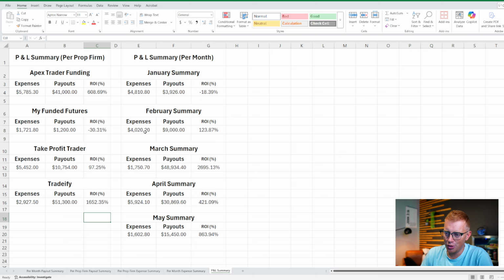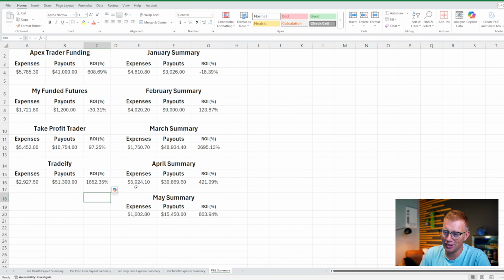February, it started to improve: $4,000 expense, 9,000 payout, 123% return. And then March, we had only 1,750 in expenses with 48,000 in payouts for a 2,695% return on investment. That is going to be hard to beat. And then April, we have 5,924 in expenses with 30,000 in payouts, 421% return on investment.